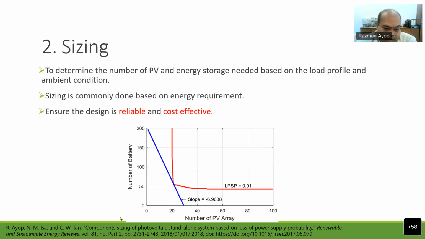So this is one example of the sizing. You can see here LPSP is loss of power supply probability. So basically only 1% loss of power supply. So 99% of the time you have the supply, but 1% you don't. And then this is the slope of the price. You can see the intersection of this point is the optimum size for this system. So you need 51 batteries and 21 PV. This is just an example. So sizing looks something like this.